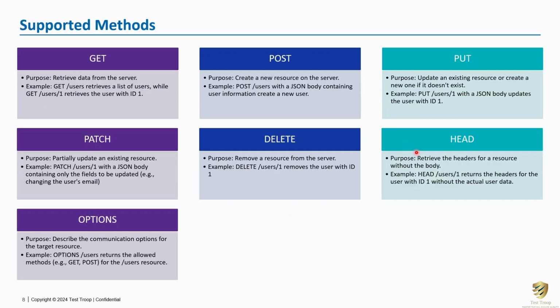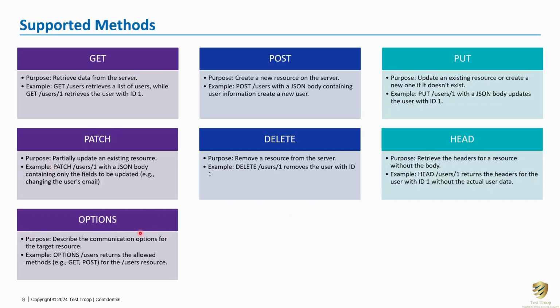Head is a method which is similar to the get, but here the server passes only the header parameters. It will not respond back with the body. It will respond back with the header information. As the name indicates, head is to retrieve the header information. The purpose is to retrieve the header of a resource without a body. For example, if you give head as /users/1, it will give you the header information for the user with an ID 1.